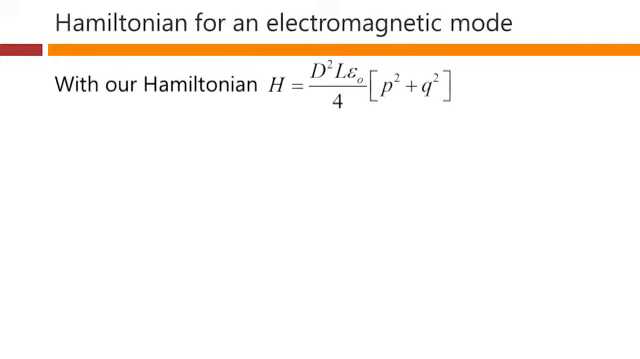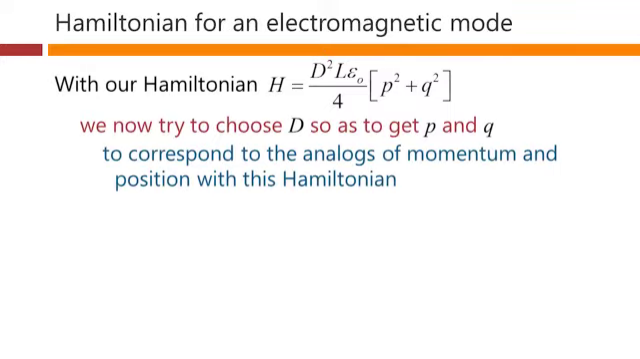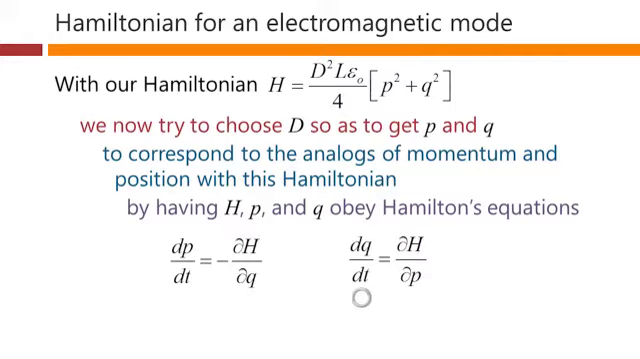So with this Hamiltonian we've just deduced here, we're now going to try to choose a value of D so as to get these quantities P and Q to correspond with the analogues of momentum and position with this Hamiltonian. And we will know we've got this right because if we get it right, H and P and Q will obey Hamilton's equations in the form we've seen before, these two equations.